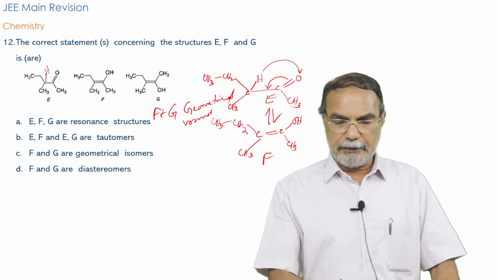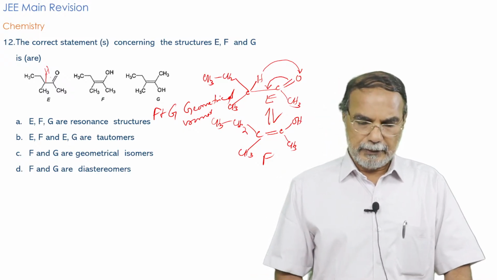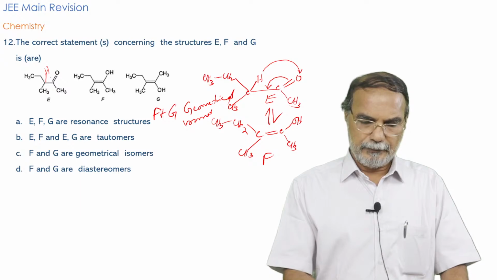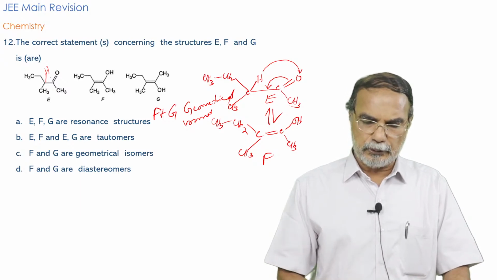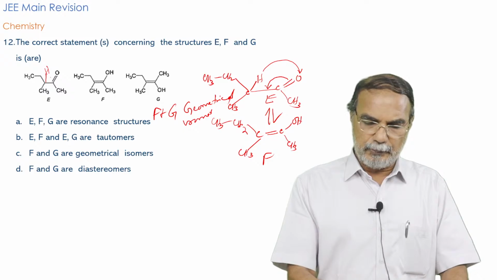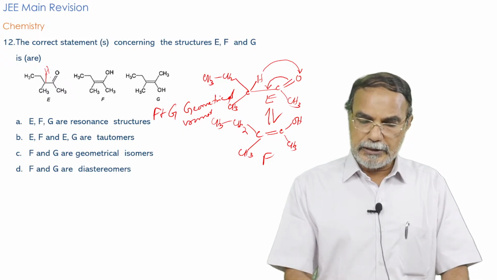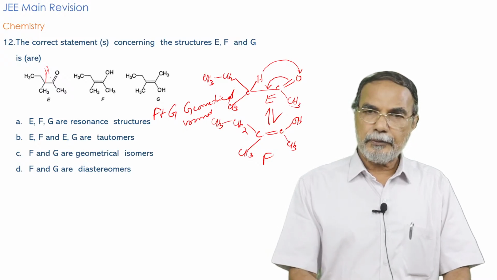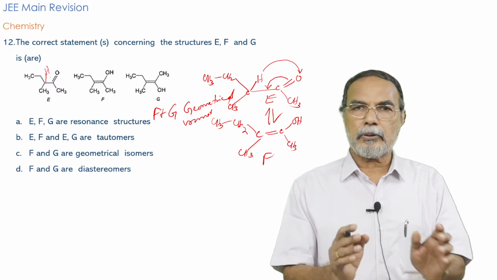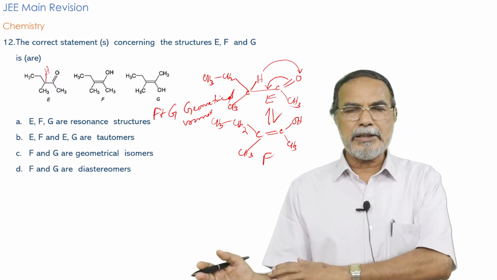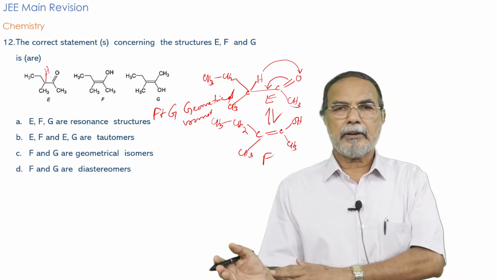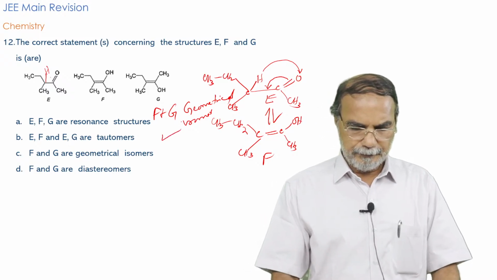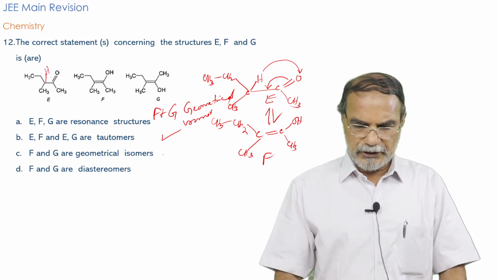E and F are related as tautomers. And obviously, E and G also will be related as tautomers, because E tautomerizes to give F and G is a geometrical isomer of F, means E can tautomerize to give G also. So E and F are tautomers, E and G are tautomers, F and G are geometrical isomers. So statement B is correct, and statement C is also correct.